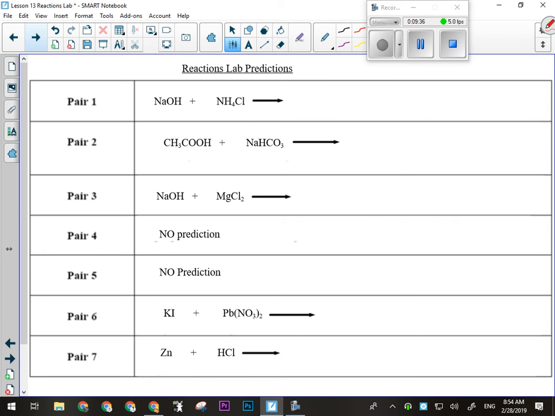It should be a double replacement. They're both ionic compounds. So in this one, I should just swap the metals, remembering that ammonium is positively charged and behaves like a metal. So that means that ammonium should end up with hydroxide, and sodium should end up with chlorine. It'd be hard to determine what the signs of that reaction might be.